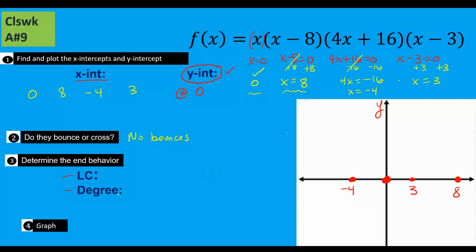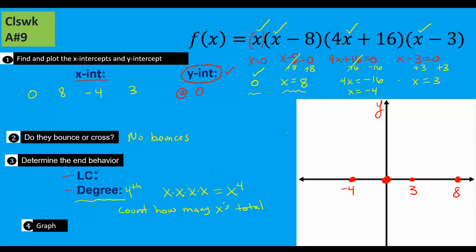Okay, now we need to know the degree. This will tell us which way our arrows go. For your degree, you count how many x's total. So we go to the equation, x times x times x times x. That's x to the 4th. So our degree is 4th degree.